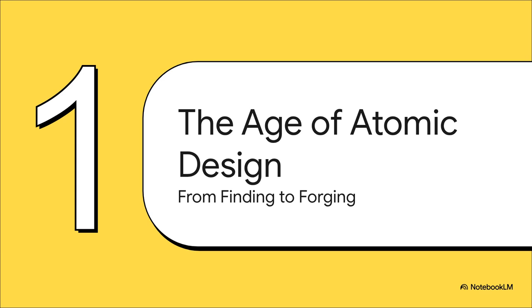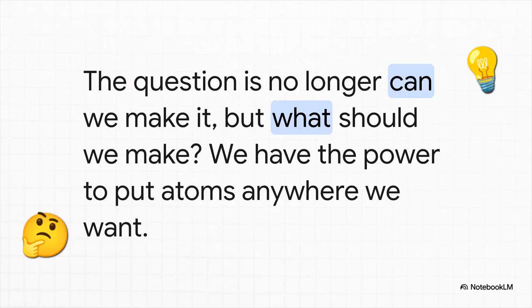Okay, first up, the age of atomic design. This is all about a massive shift in how we think about the world, a shift from simply finding materials to actively forging them. And this really gets to the heart of it, doesn't it? The challenge of our time isn't about capability anymore. It's about purpose. Just look at the phone in your pocket. That thing has over 60 different elements inside it, every single one chosen and placed there with incredible precision.